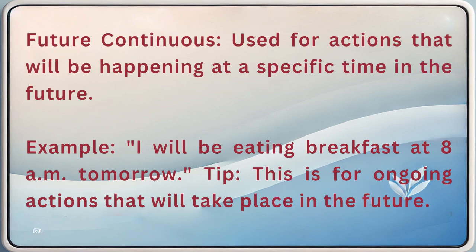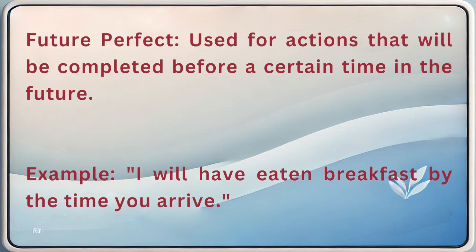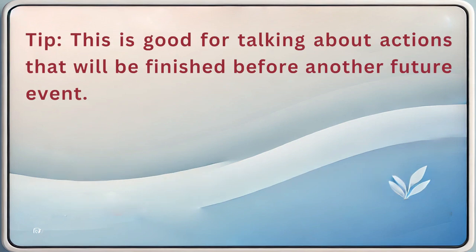Future continuous, used for actions that will be happening at a specific time in the future. Example: I will be eating breakfast at 8 a.m. tomorrow. Tip: this is for ongoing actions that will take place in the future. Future perfect, used for actions that will be completed before a certain time in the future. Example: I will have eaten breakfast by the time you arrive. Tip: this is good for talking about actions that will be finished before another future event.